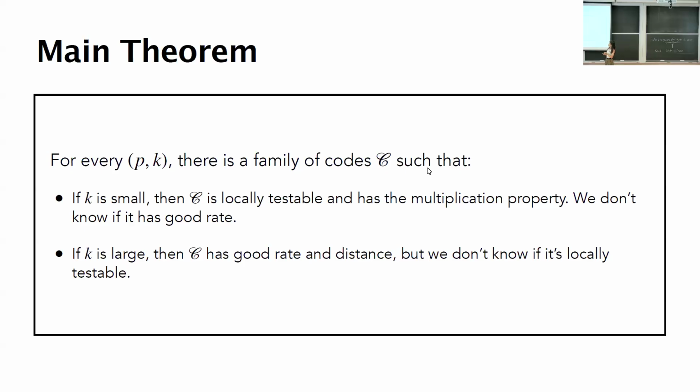If k is small, in particular if k is less than p over 4, we were able to show that the code family is locally testable and has a multiplication property. But we don't know if it has good rate, which is sad. It probably has better rate than what we know how to prove, but we don't know how to show better rate. And if k is large, then the code has good rate and distance, but we don't know if it's locally testable, and it certainly does not have the multiplication property anymore. So that's what we were able to show.